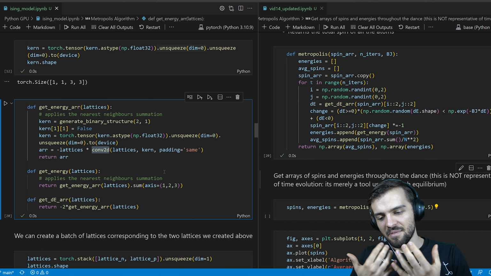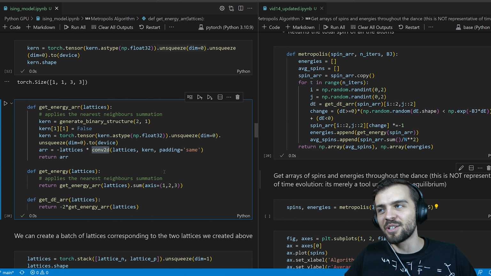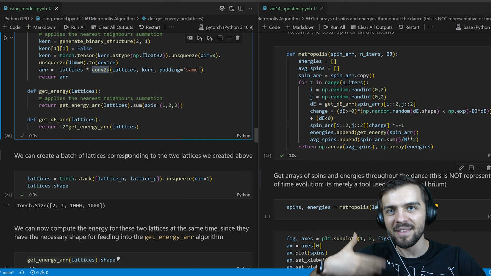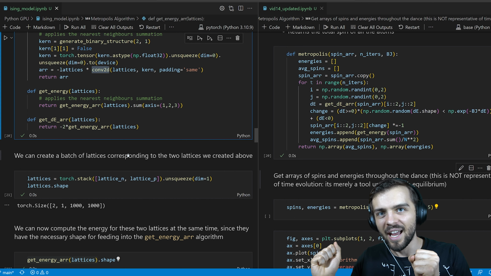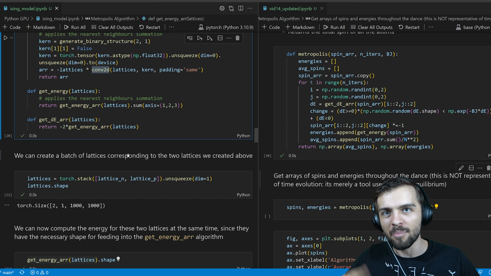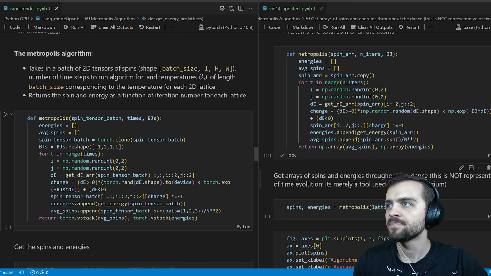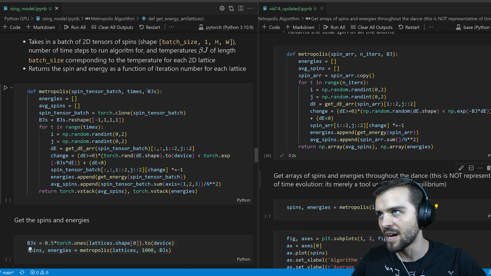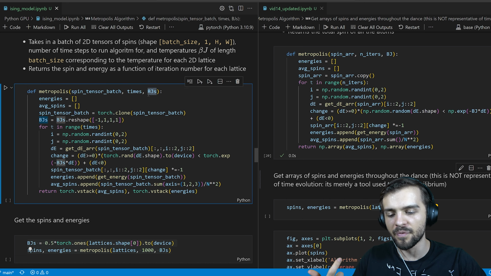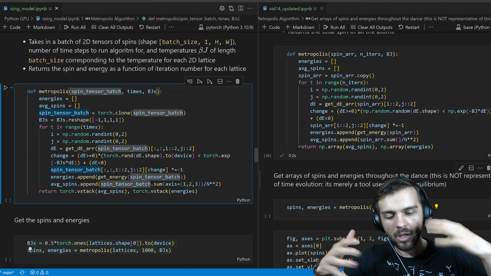That's sort of the moral of the story, the lesson of using PyTorch: you're trying to do many things for a batch at the same time. You're moving away from for loops and you're sort of thinking in terms of batch operations on data. So I've taken this batch of spin tensors. The way that this algorithm will work is I'm going to have a different value of temperature, a different value of beta J for each spin tensor. So this allows me a lot of opportunities here.